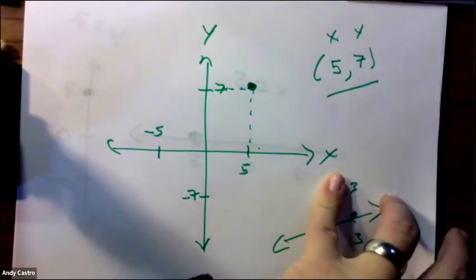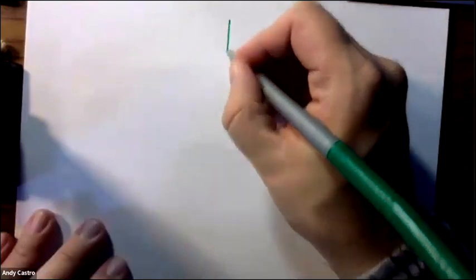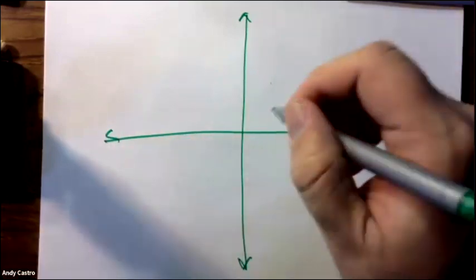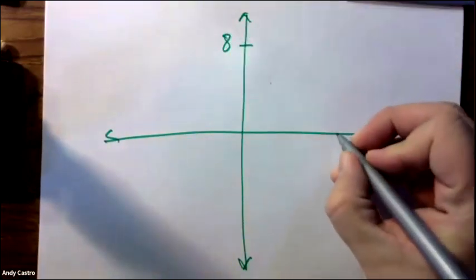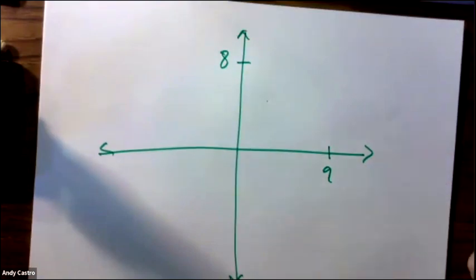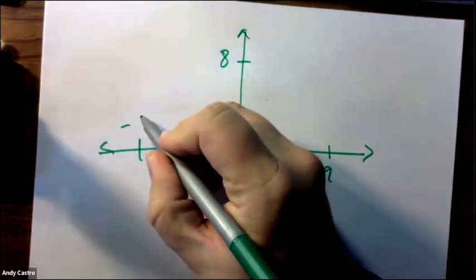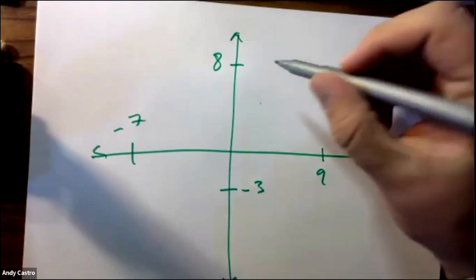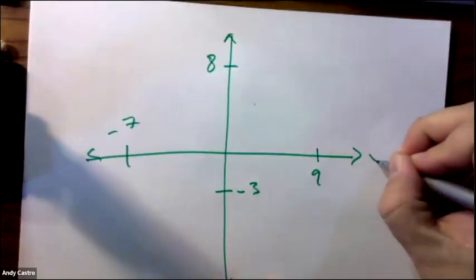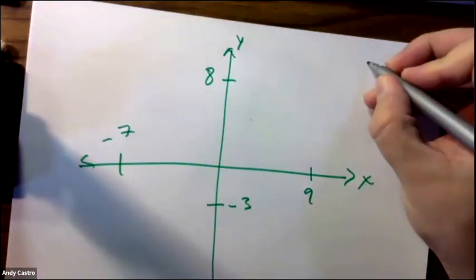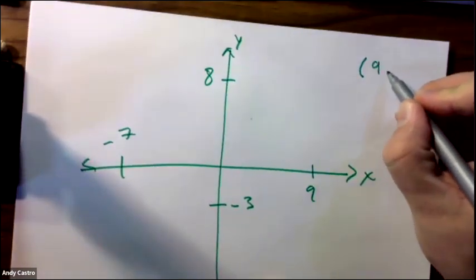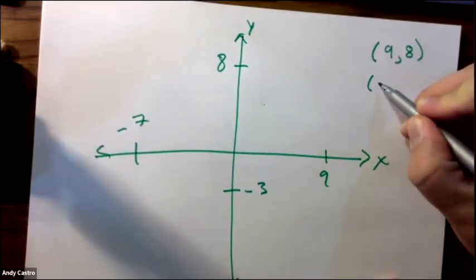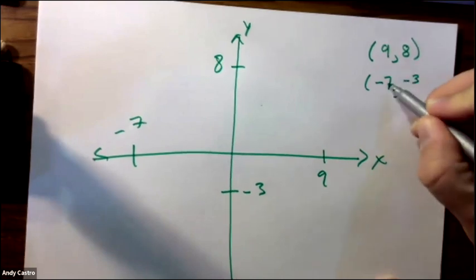Okay. So now what I'm going to do, let's draw another graph. So let's put this in your notes. We're going to do point 8, 9. And we're also going to do point -7, -3. Okay, so the first point, actually 9, 8. The first point that we're going to put a point at is going to be the point 9, 8. The second point that we're going to do is going to be -7, -3.